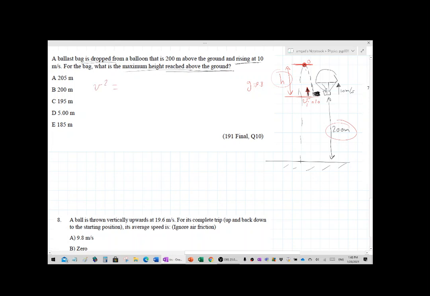V final square equals v initial square plus 2a delta s. Of course, delta s will be the height h, and a is the gravity. So the final here is 0, and the initial is 10, but it's squared, so it's 100, plus 2gh, 2 times 9.8 times h.